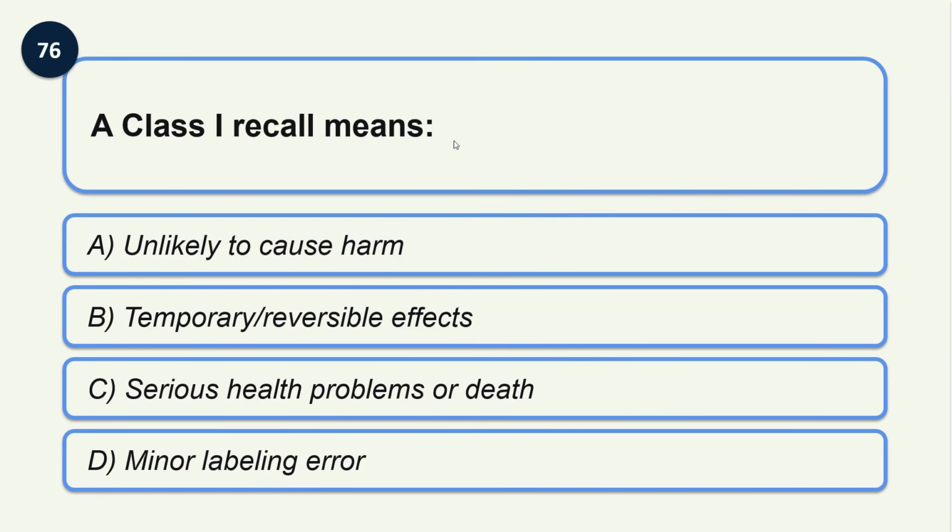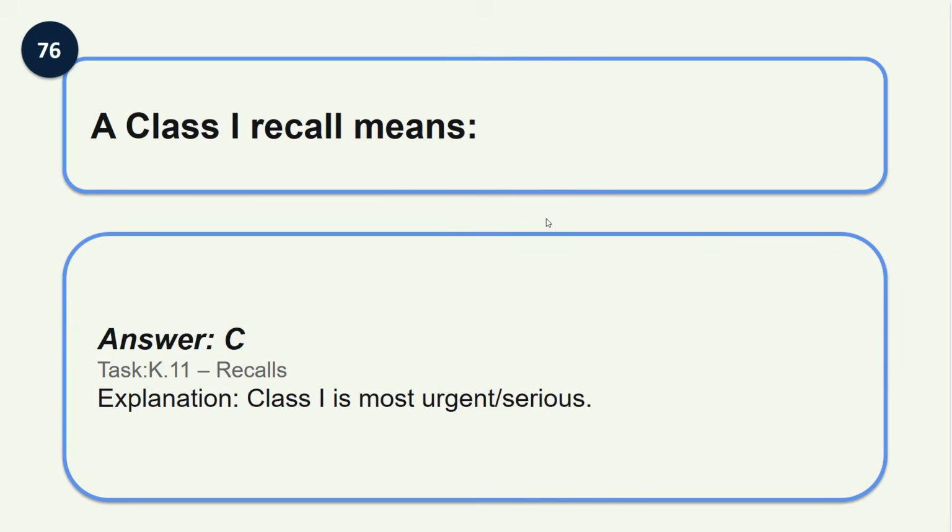A Type 1 recall means: unlikely to cause harm, temporary reversible effect, serious health problem or death, or minor labeling error. Correct answer is serious health problem can occur with this type of recall. Type 1 recall is the most serious and urgent recall.